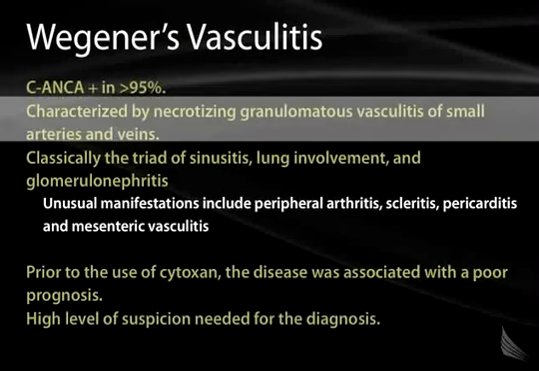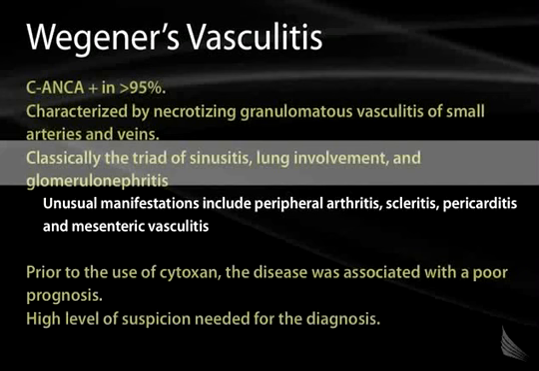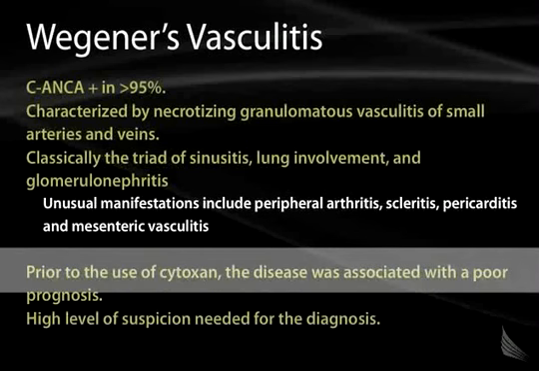And Wegener's vasculitis is characterized by necrotizing granulomas within the small arteries and veins. Classically, the triad of sinusitis, lung involvement including hemoptysis and dyspnea, as well as glomerulonephritis can be seen. Unusual manifestations of Wegener's vasculitis include peripheral arthritis, episcleritis, pericarditis, and mesenteric vasculitis. So this disease is associated with a particularly poor prognosis, but when treated with Cytoxan, can improve the prognosis somewhat.